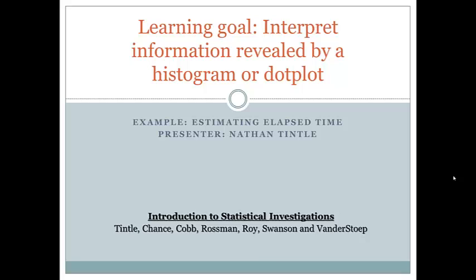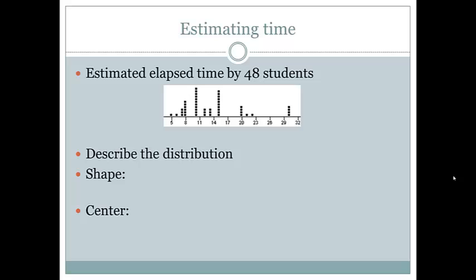In this Learning Goal video, we're going to talk about how to interpret information revealed by a histogram or dot plot. We will use the estimating elapsed time data to talk about this learning goal. Here's a dot plot showing the 48 estimated lengths. How would you describe this distribution?